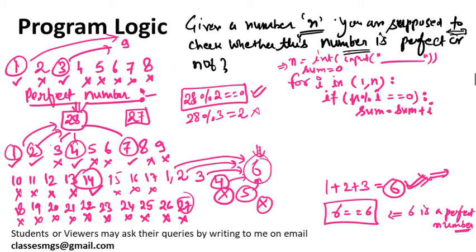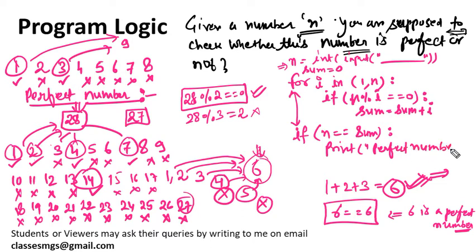At the end of this loop, I will check if n equals sum. That means my number is a perfect number, then I can print perfect number. Otherwise, I will put else and print not perfect number.